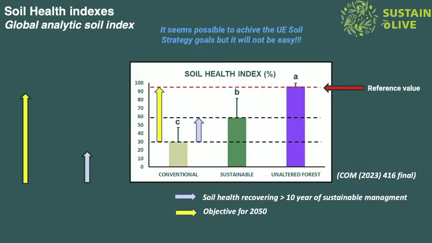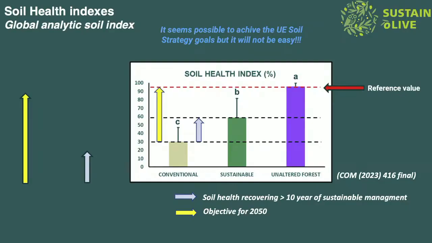But if we put together, as I said, all the 37 analytical soil quality indicators in only one measure that varies from 0 to 100, you can understand 0 as the lowest, dead soil. And 100 is the reference value, the value of the unaltered forest, the ecosystem working at its maximum capacity.